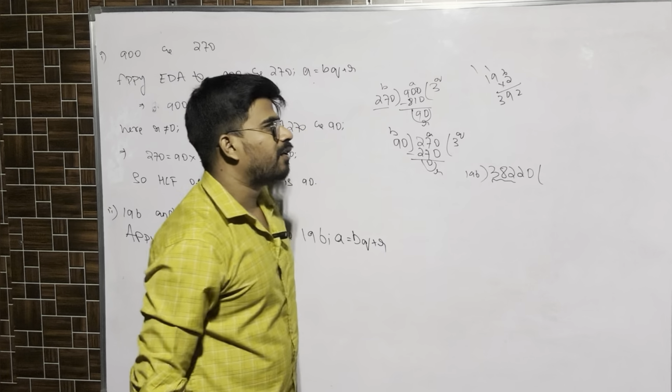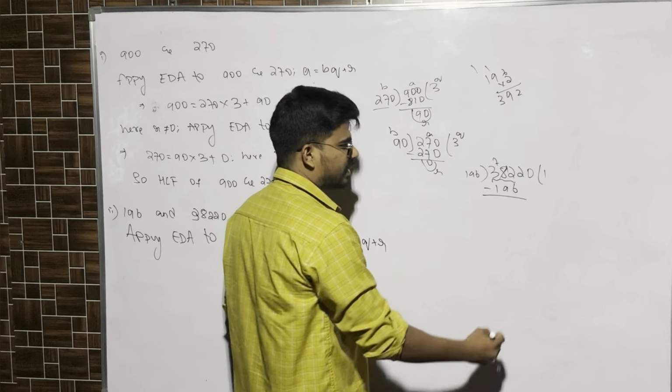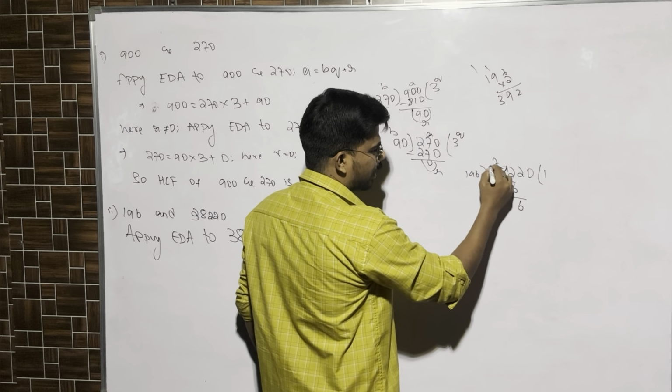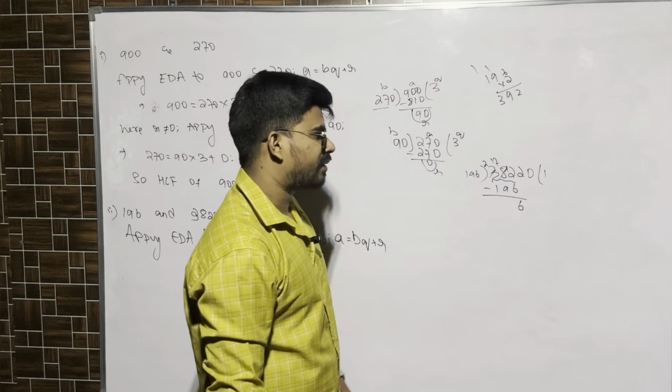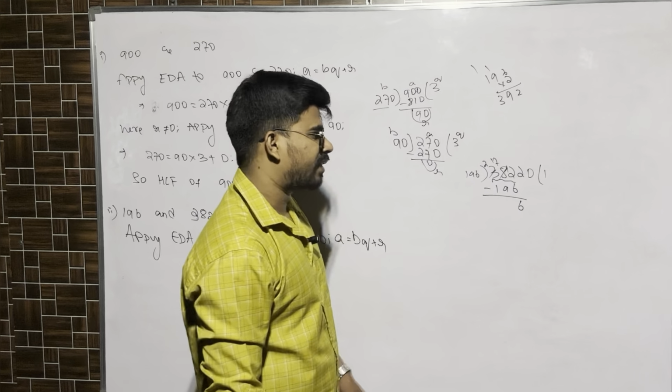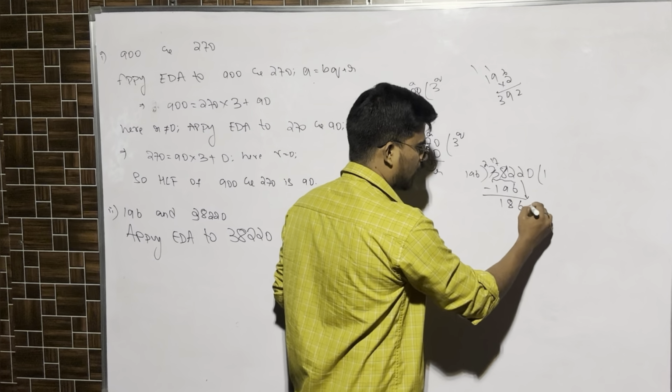196 times 1 is 196. If I subtract, this will become 7, this is 12. 12 minus 6 is 6. This will become 2, this will become 17. 17 minus 9 is 8. Now 2 minus 1 is 1. So 186. Now we have to bring this 2 down.